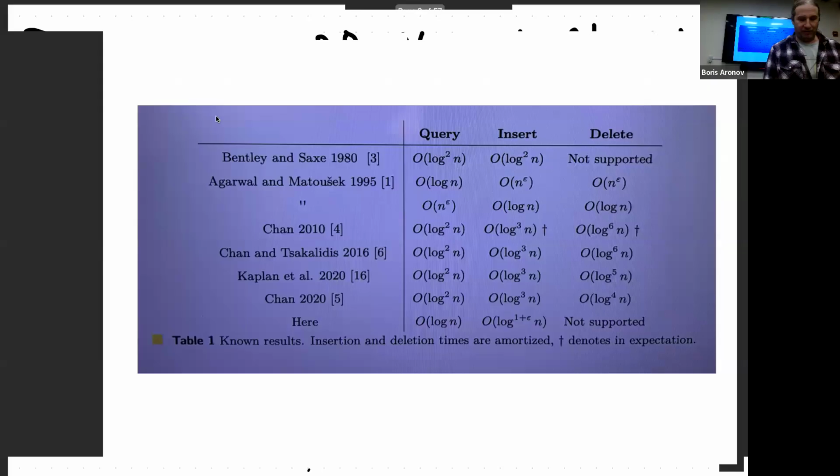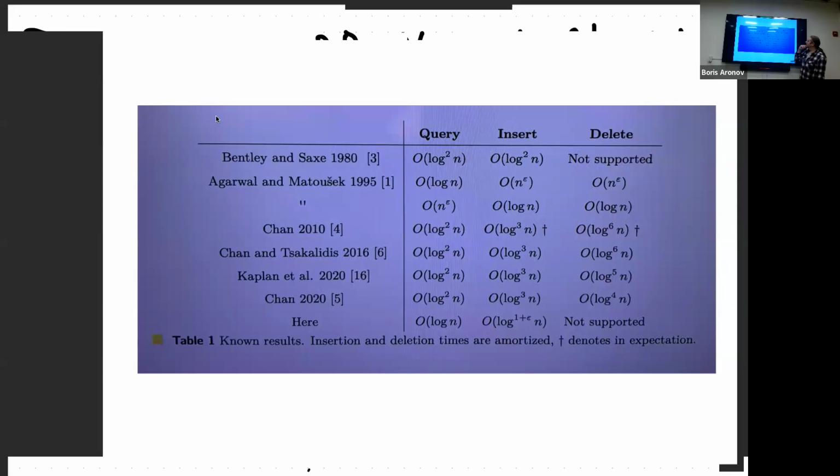So what's the previous work on this? We care about dynamic versions of this, in other words, where you can insert and delete points. So points can come in, points can come out, and you want to support queries. I'm going to talk about this method of Bentley-Saxe in 1980, where you can do insert in log squared, query log squared.